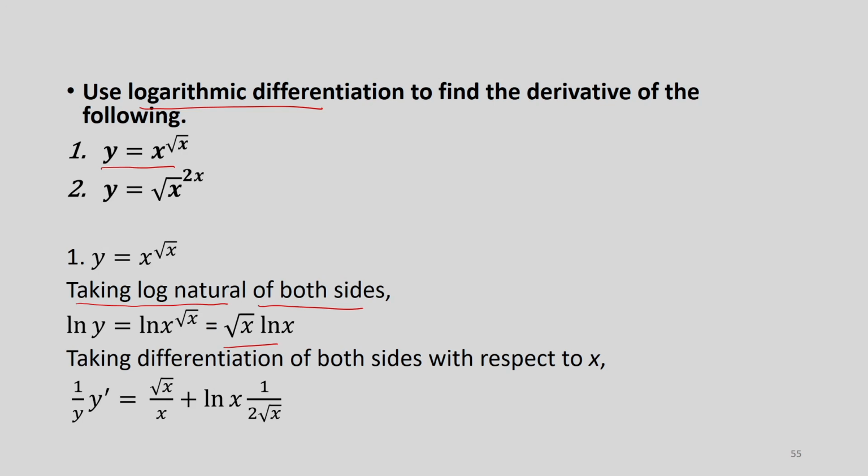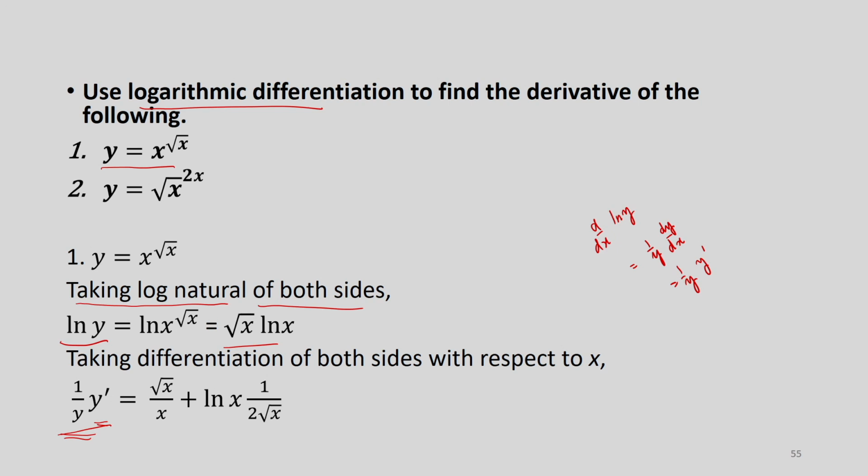Then we take the differentiation of both sides with respect to x. If I do so, on the left hand side I am going to get 1 by y multiplied by y dashed. This is very standard. You have log of y and you are taking the differentiation of that with respect to x. So it becomes 1 by y dy dx, and that is 1 by y dashed. That is how we get 1 by y dashed on the left hand side.